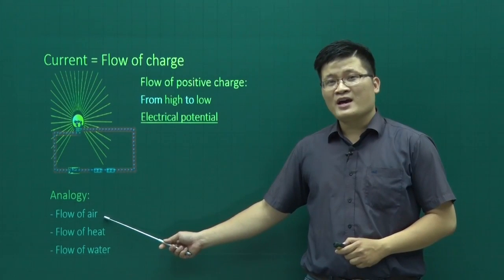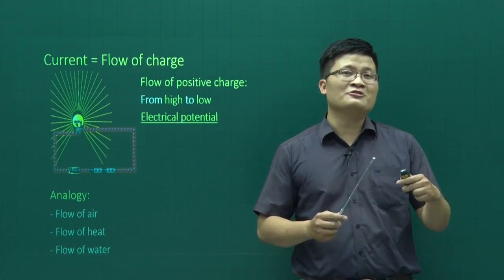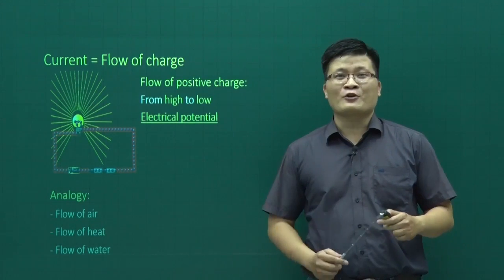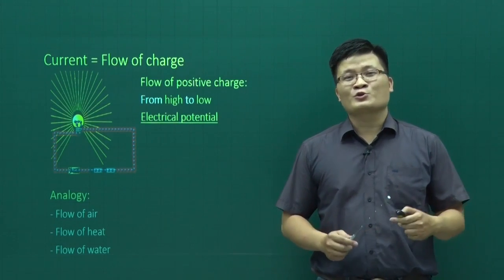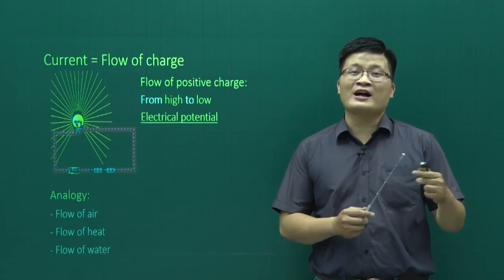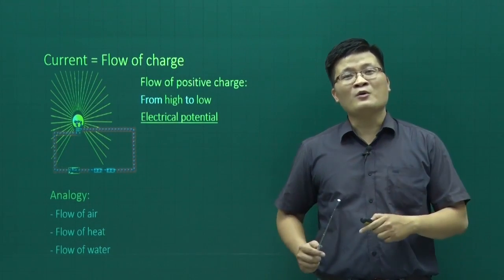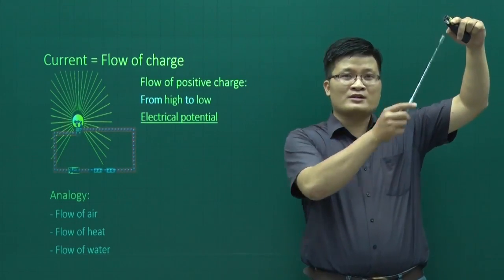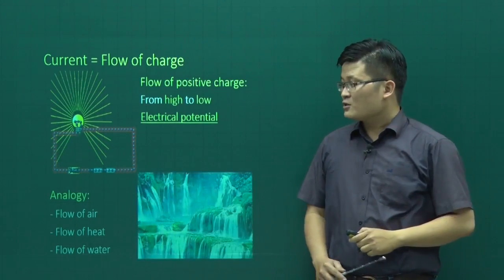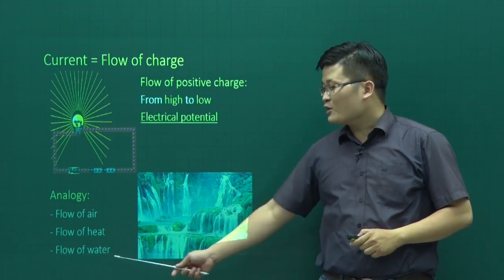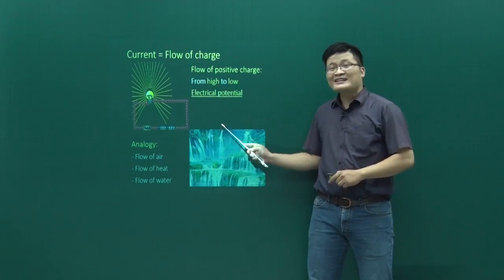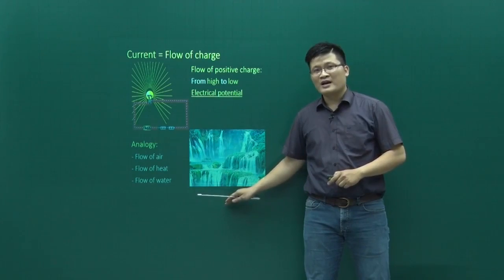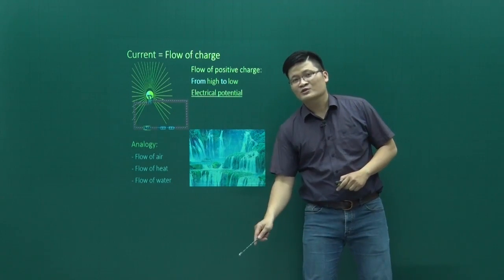Now, flow of air is from high pressure area to low pressure area. Flow of heat is from the high temperature object to the low temperature one, or the high temperature area to the lower temperature area. And flow of water is from the high point to the low point. Let's look at the waterfall as an example of flow of water. You see the tendency of the water to flow from the high point to the low point. And I think it will end up in the sea.